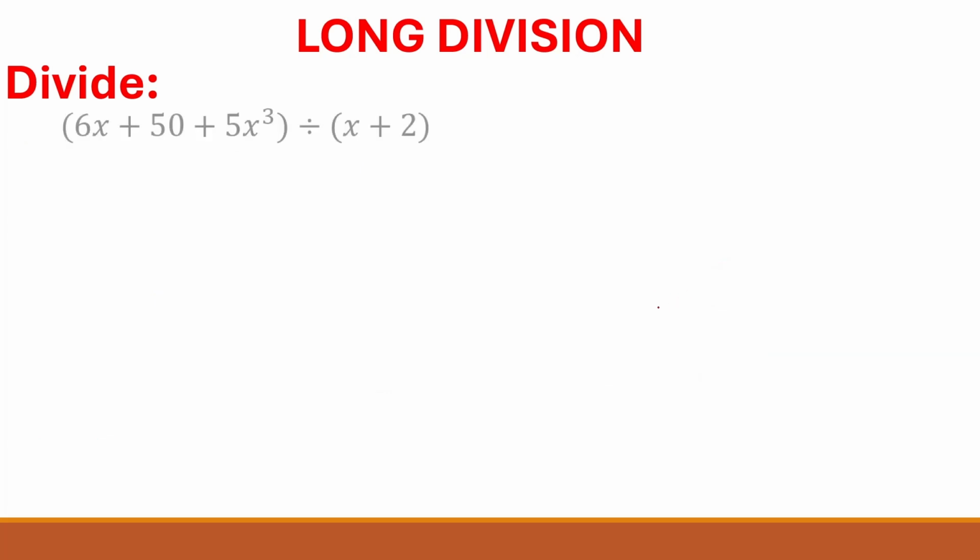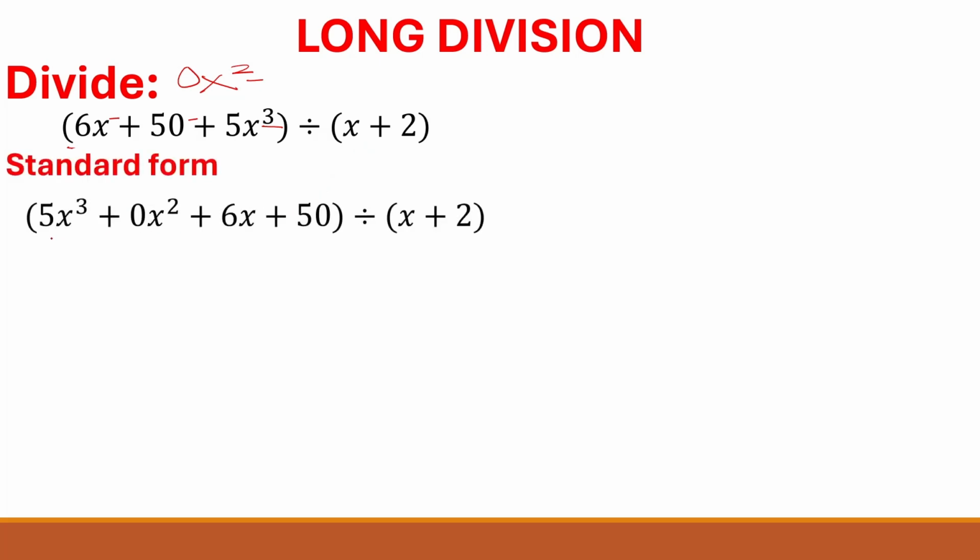So let's have another example. We have 6x plus 50 plus 5x cubed divided by x plus 2. Okay. So first na tatanungin natin is kung naka-standard form na siya. So hindi siya naka-standard form. Second one, complete terms ba? Hindi rin complete term. So yung nawawalang term dito is we have 0x squared. So you have 3, 2, 1, and then yung constant. So x plus 2 naka-standard form na. So our standard form now is we have 5x cubed plus 0x squared plus 6x plus 50 divided by x plus 2.